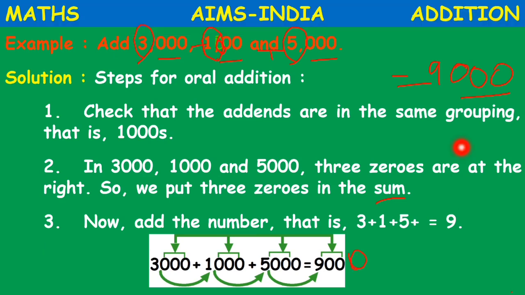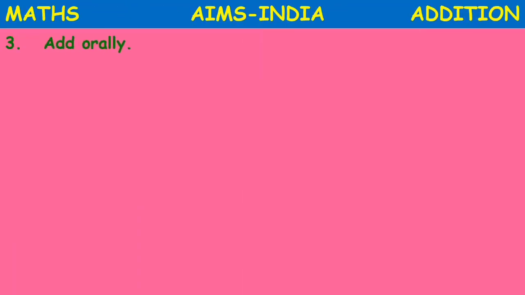Understood, children? Again, how did we do this? Even though these are big numbers like 3000, 1000 and 5000, we added these orally, right? We added this orally and in a very simple manner. We wrote the 3 zeros and then we added 3 plus 1 plus 5. We wrote 9 in front of the zeros. Is this clear, students? I hope this was clear.